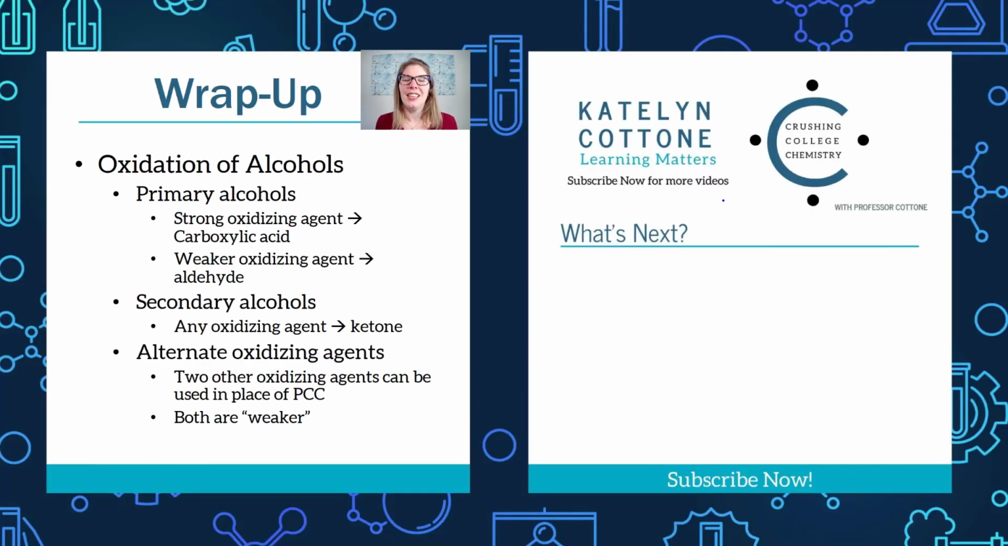Let's wrap up. In this video, we looked at oxidation of alcohols. We said primary alcohols can go to the carboxylic acid if you use a strong oxidizing agent. If you use a weaker oxidizing agent like PCC or one of the greener alternatives, that is going to take you to an aldehyde. No matter what reagent you are using, if you're starting with a secondary alcohol, you're getting a ketone at the end. And then we looked at 2 alternate oxidizing agents that are safer for the environment that can be used in place of PCC.